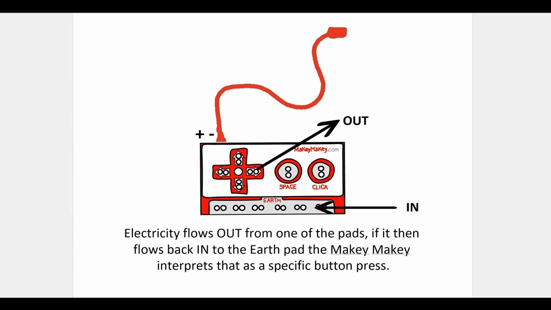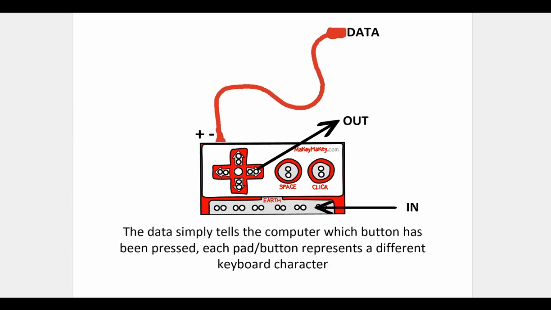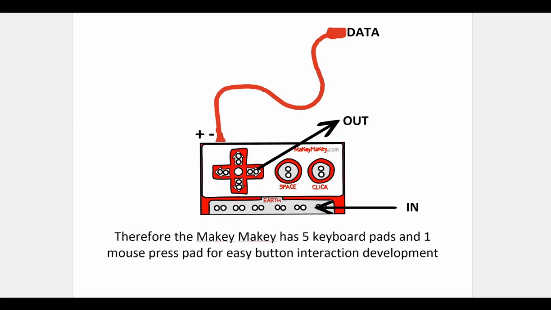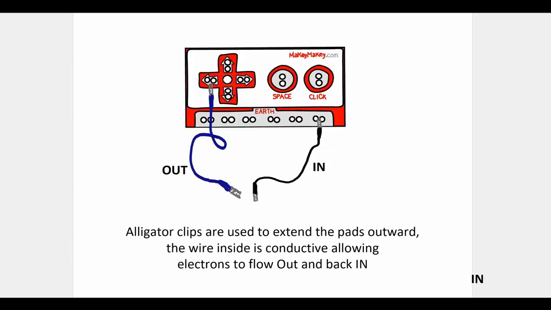Electricity flows out from one of these pads. If it then flows back in to the earth pad, the Makey interprets that as a specific button press. The data simply tells the computer which button has been pressed. Each pad or button represents a different keyboard character. Therefore, the Makey has 5 keyboard pads and 1 mouse press pad for easy button interaction and development for us. And you can see how our P5 sketches that we have easily will work along with the Makey.